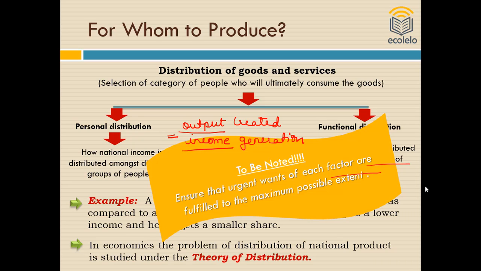Now, one thing I forgot. Make sure that urgent wants of each factor are fulfilled to the maximum possible extent. You need to take care of each factor. You need to take care of the unskilled construction worker as well as the computer engineer. So their existing urgency of wants should be satisfied to the maximum level.